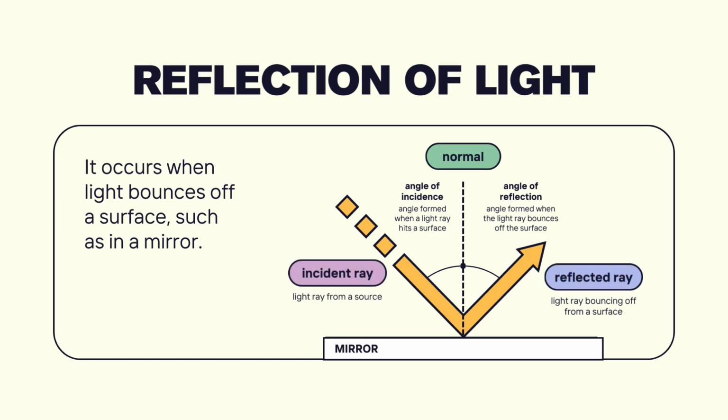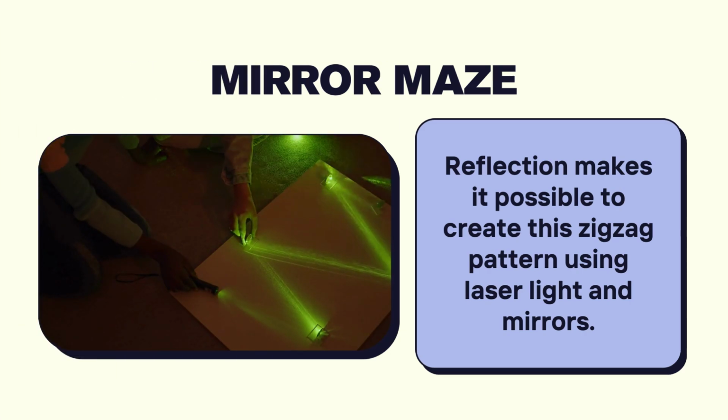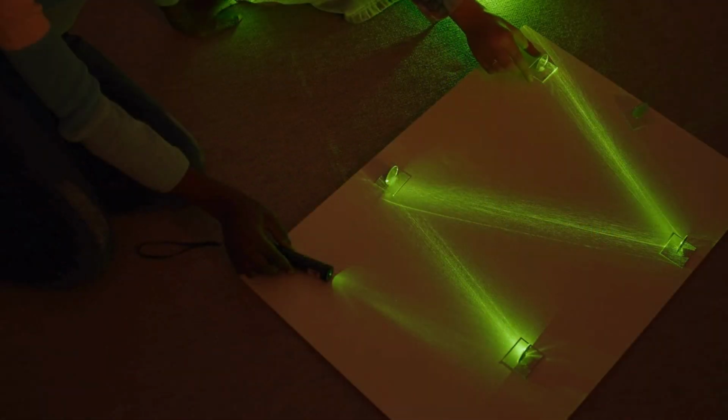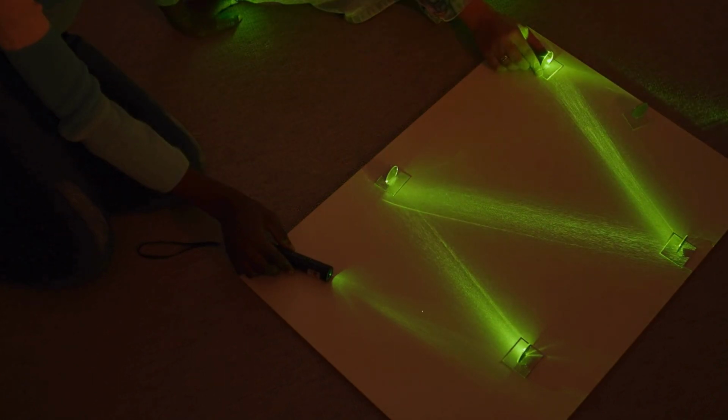When discussing light and its behavior upon striking a surface, three key components are often considered: the incident ray, the reflected ray, and the normal. Understanding the incident ray, the reflected ray, and the normal is crucial to grasp the concept of reflection in optics. Reflection makes it possible to create this zigzag pattern using laser light and mirrors.